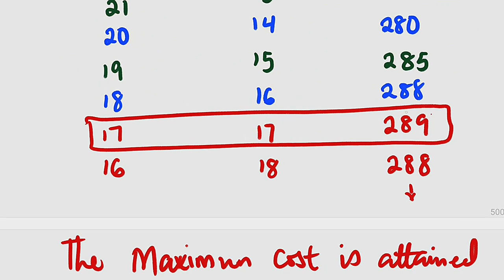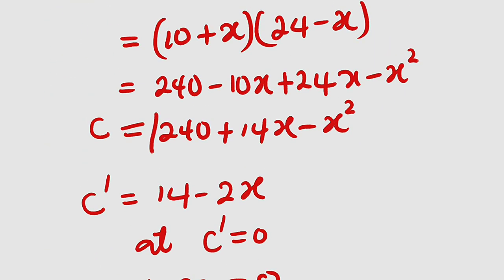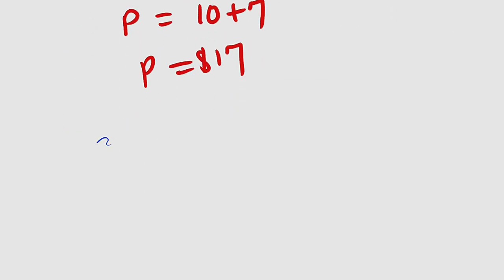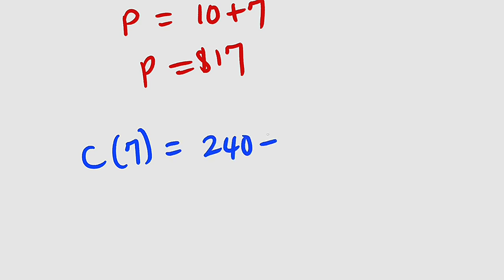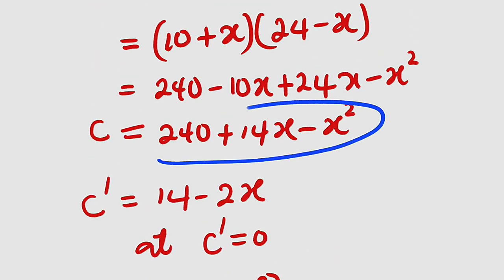And if you want to confirm whether it is 289, you can plug it into that equation we have formed. Where is the equation? This particular equation. You can plug in that value of X here to see whether you're going to get 289 or not. So let's confirm. So what will be C of 7? Because that value of X is 7. It will be 240 plus 14 times 7, then minus X squared, which is 7 squared, right? Let me see the equation. Yeah, this is the equation.